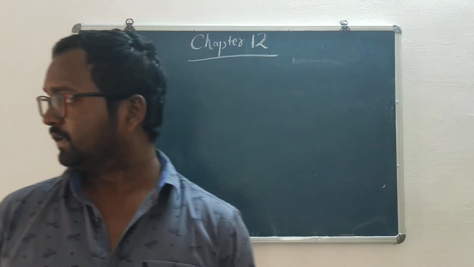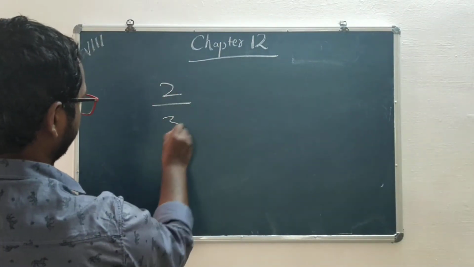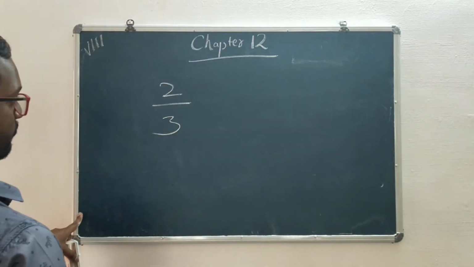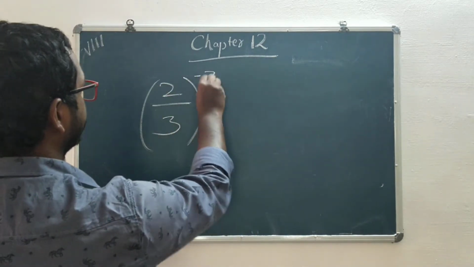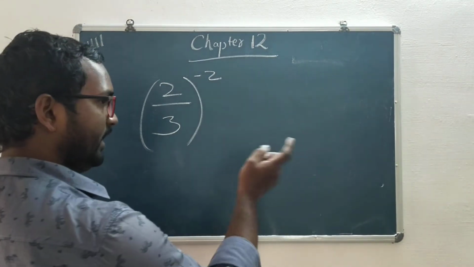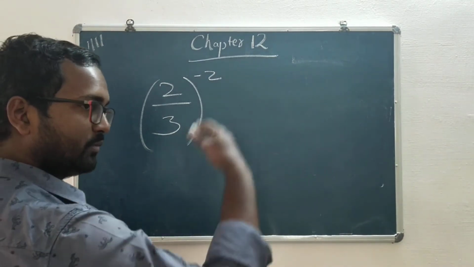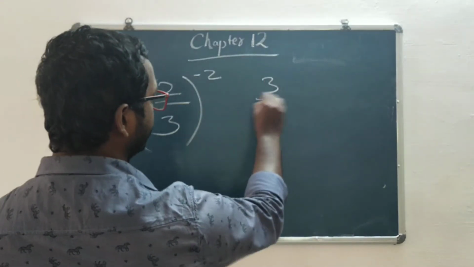Now 2 by 3, the whole thing to the power minus 2. How to solve this one? First take the reciprocal. The reciprocal is when the numerator goes to the denominator and the denominator goes to the numerator. So it will become 3 by 2.